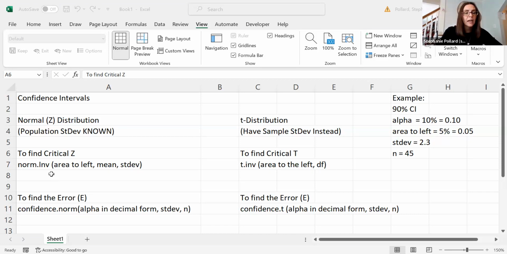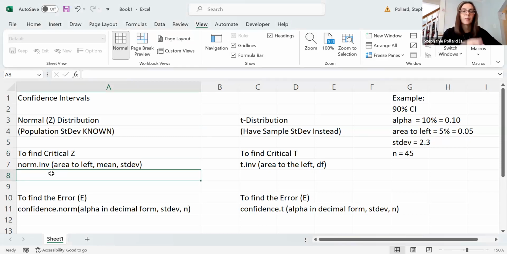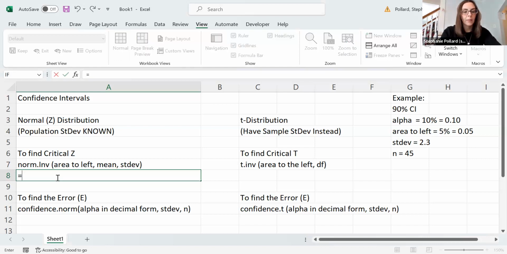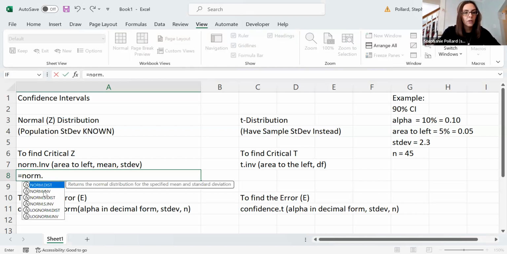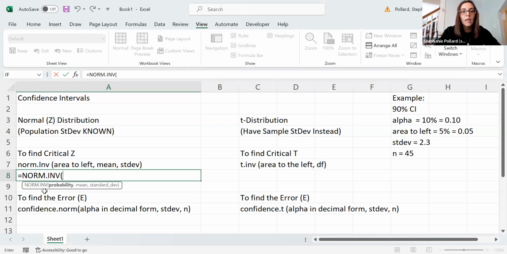So let's find the critical T. In the first set, I'm going to pretend like the standard deviation is the population value. So pretend this is population data. What I would do here is I'd start by hitting enter. I'm going to write norm dot inverse and make sure I click the right one here. Again, there's different versions, so you just want plain norm inverse. The area to the left, or the probability, is 0.05.